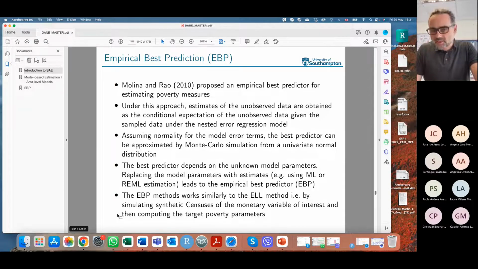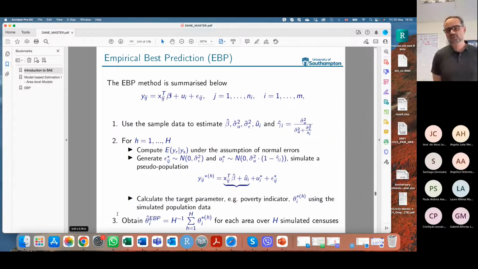The EBP method works very similarly to the ELL method. What we're going to do also with the EBP method is simulate a synthetic census, multiple synthetic censuses of the variable of interest. And then for each of these synthetic censuses, we're going to calculate the value of the parameter of interest. So the method is very similar. The difference between the two methods is technical differences that I'm going to hopefully describe in this slide.